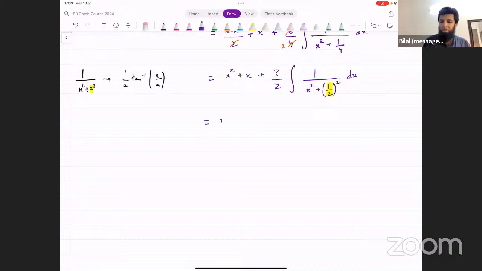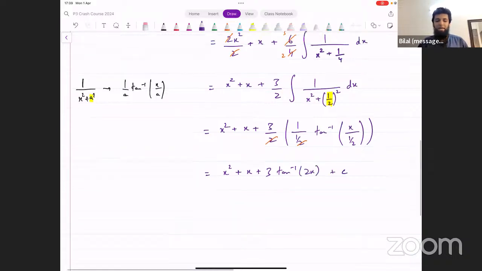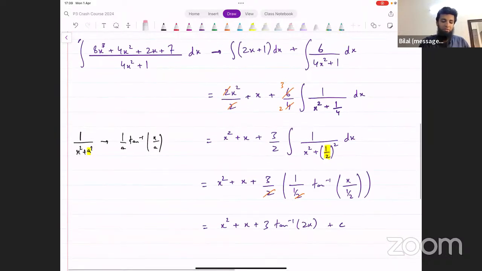Let's apply that rule. x squared plus x plus 3 over 2 remains as it is into 1 over a. That means 1 over 1 over 2 into tan inverse of x over a. That means x over 1 over 2. Now this 2 and this 2 get cancelled, and we're left with x squared plus x plus 3 into tan inverse. This 2 goes to the numerator, and it becomes tan inverse of 2 times x plus c. That is the integral that we get for this.